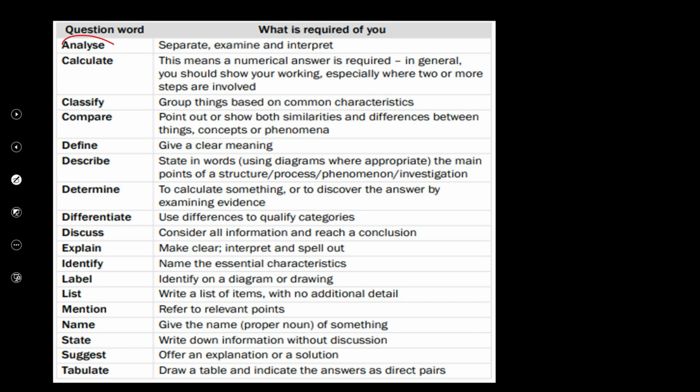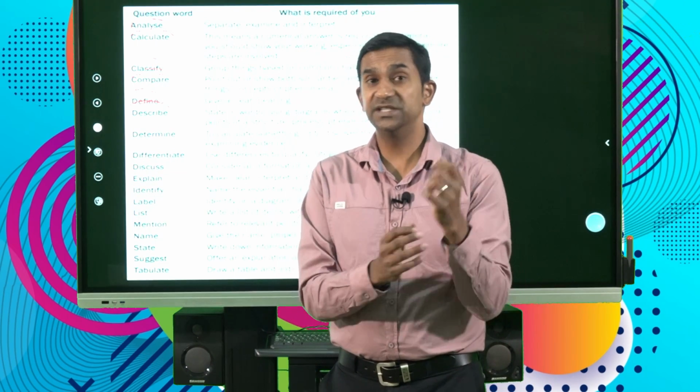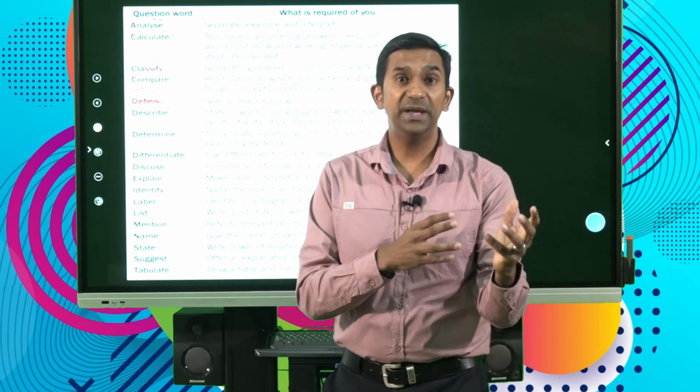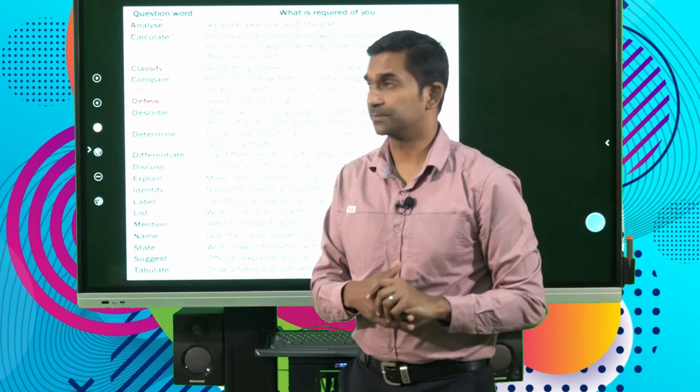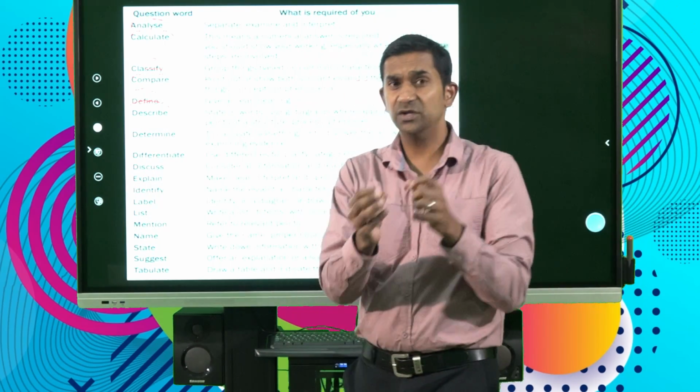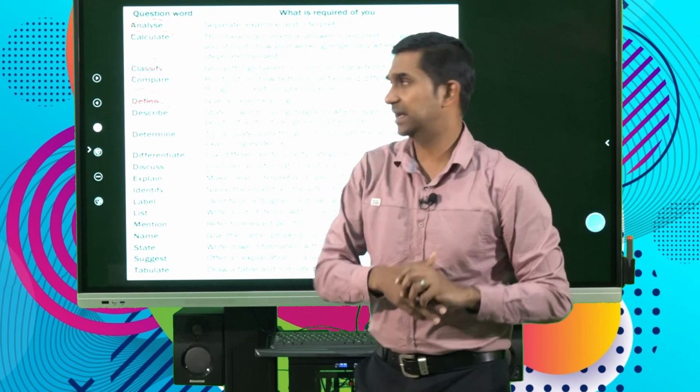So analyze, calculate, classify, compare, define, describe. These are key words. And let's try and unpack these. The concept of compare would be where similarities or differences are drawn. For example, compare the difference between DNA and RNA, or compare how two hormones function. Those are questions that require you to draw comparison or similarities.